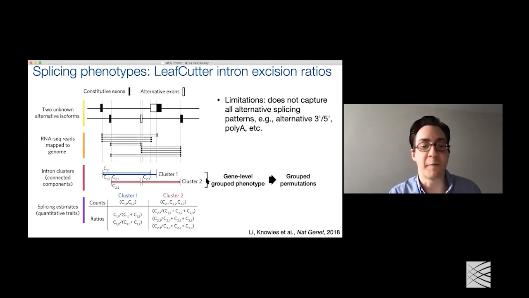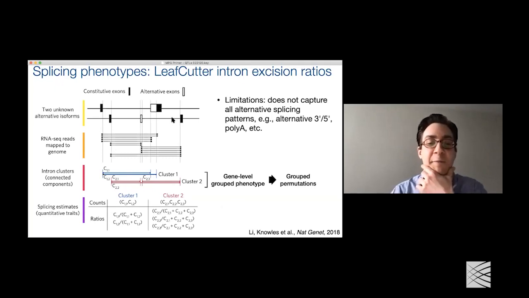and groups them as connected components. So groups of introns that share pairs of junctions essentially get clustered together and quantified together. And then these ratios get computed for all of these clusters within a gene.